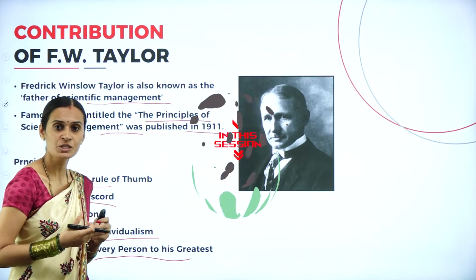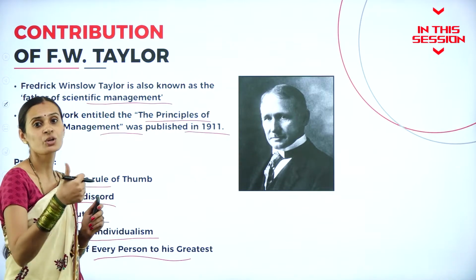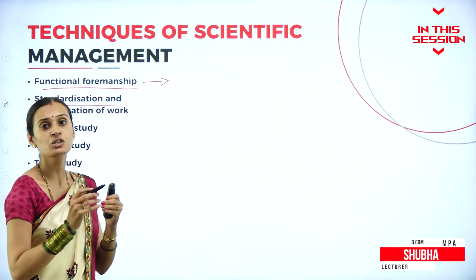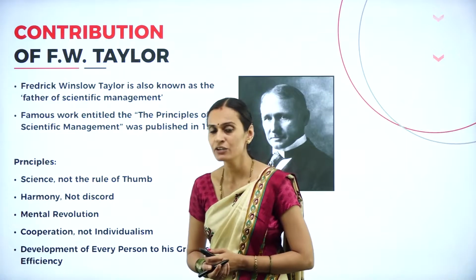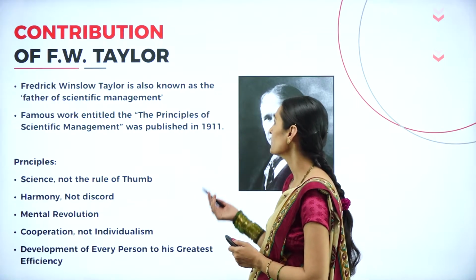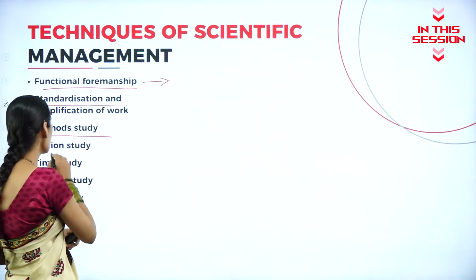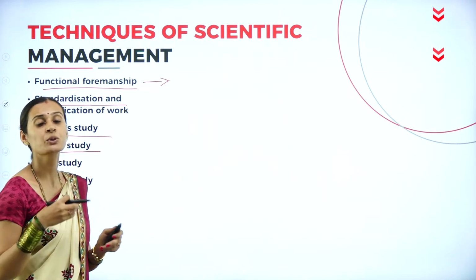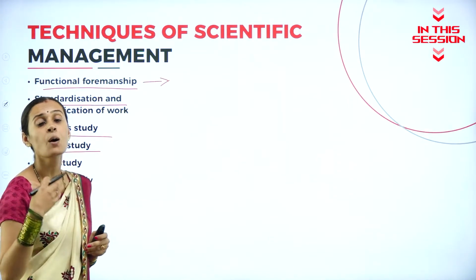Efficiency of organizations, which is possible by scientific methods, not a rule of thumb. Standardization of work or simplifications of work, which helps to reduce the cost. Frederick Winslow Taylor is known as the father of scientific management. That motion study, which helps to reduce the useless motions, useless movement of machines and manpower.